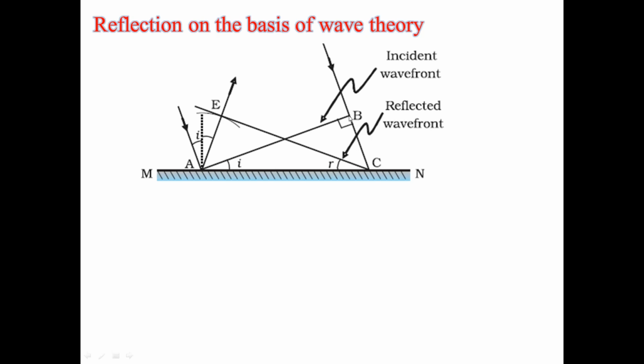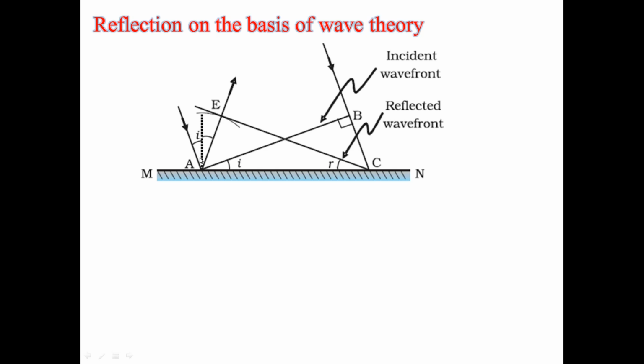So when the secondary waves from B travel through a distance BC, the waves from A travel through a distance AE in the reflected direction. So CE represents the reflected wavefront. The distance BC is equal to distance AE, that is equal to speed of the wave into time.